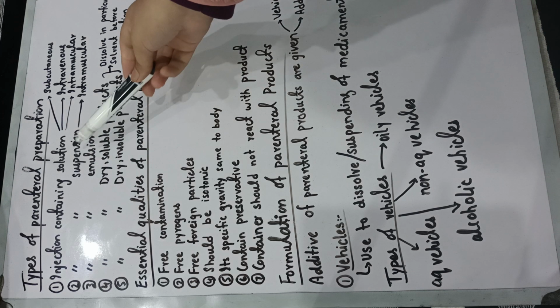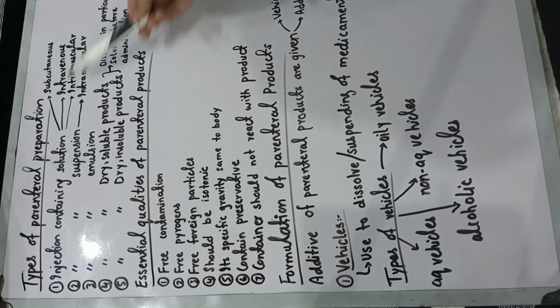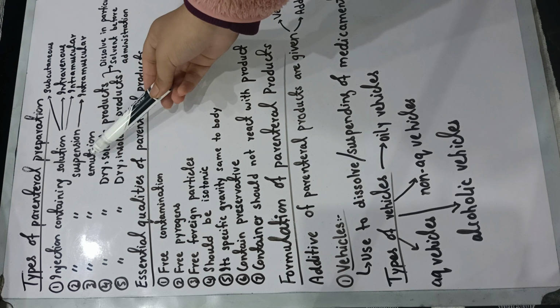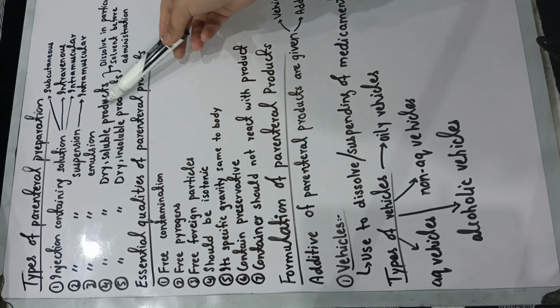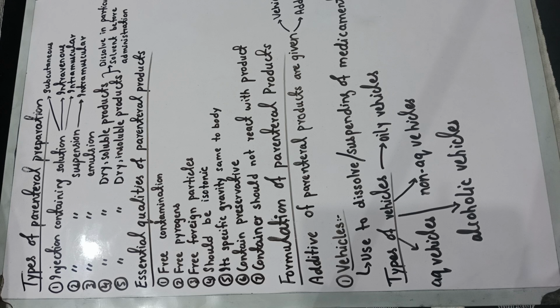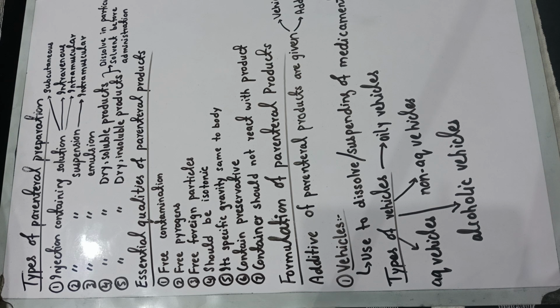Then some injections are given in the form of suspension, like the intramuscular injection. Some injections contain emulsions. Some injections contain dry soluble products. Soluble products mean these products are soluble in water but they are dry, so they have to be dissolved in water first, and after that they are injected. There are also medicaments which cannot be dissolved in water, like dry insoluble products. So first they are dissolved in an aqueous or non-aqueous vehicle, and after that they are injected into the body.